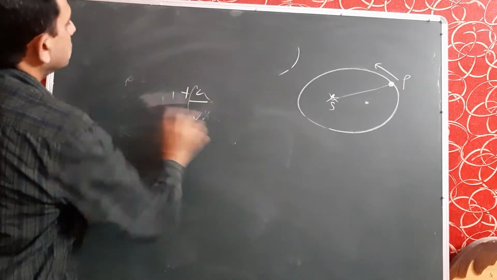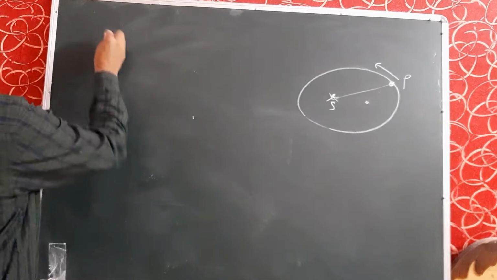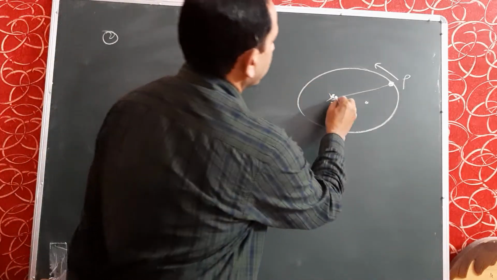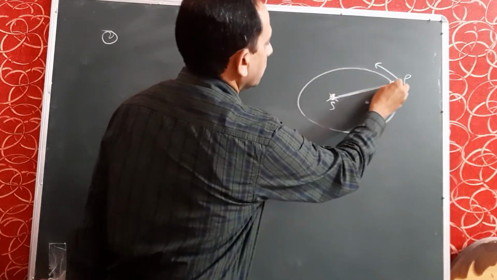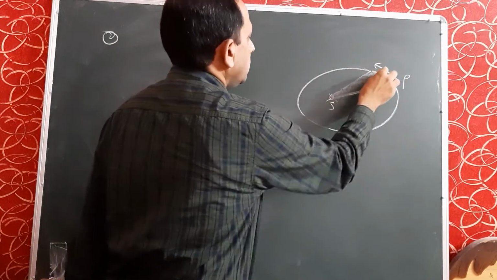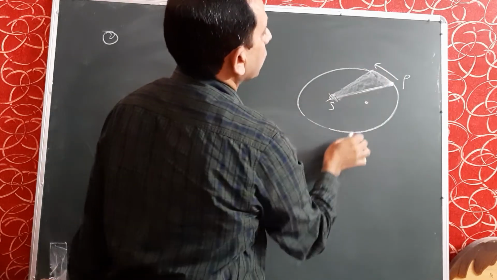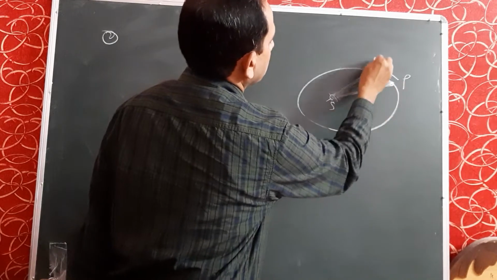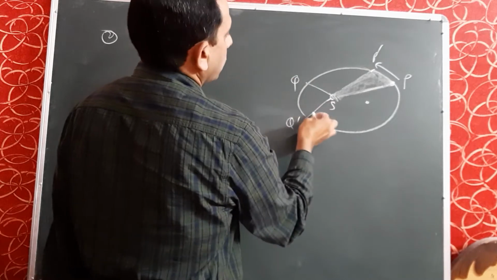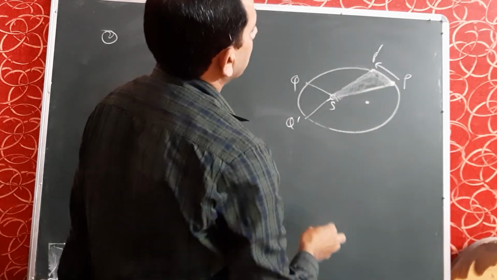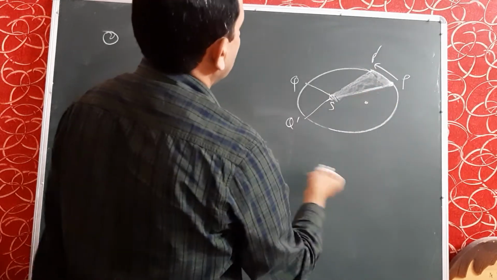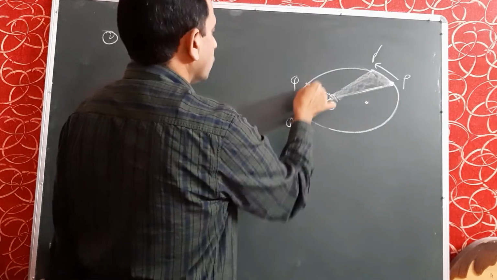Now, what is the second law? The law of area or areal velocity. Basically, the line joining the sun and the planet sweeps equal area in equal intervals of time. Let there be two intervals, from P to P dash, and the second interval from Q to Q dash. The time taken by the planet from point P to P dash is, let it be T, and the time taken from Q to Q dash is also T.